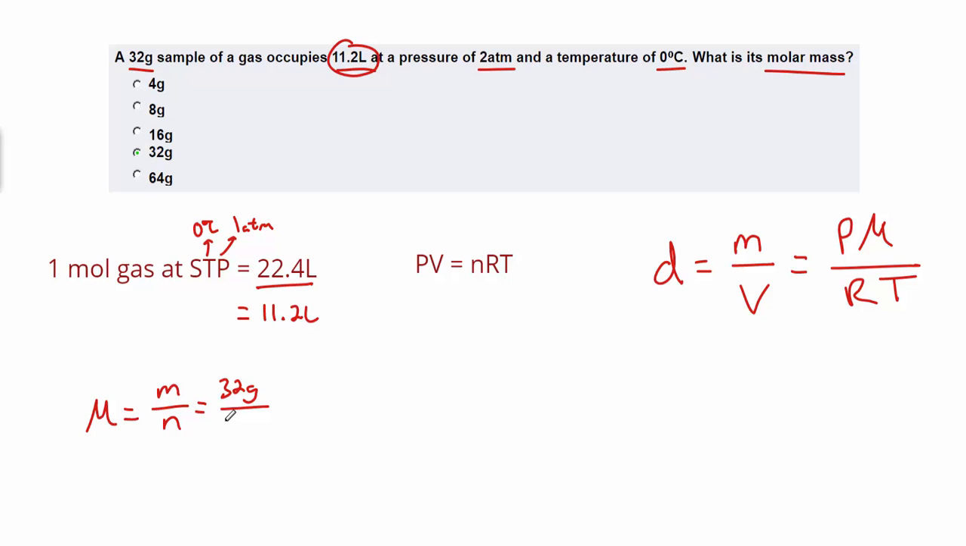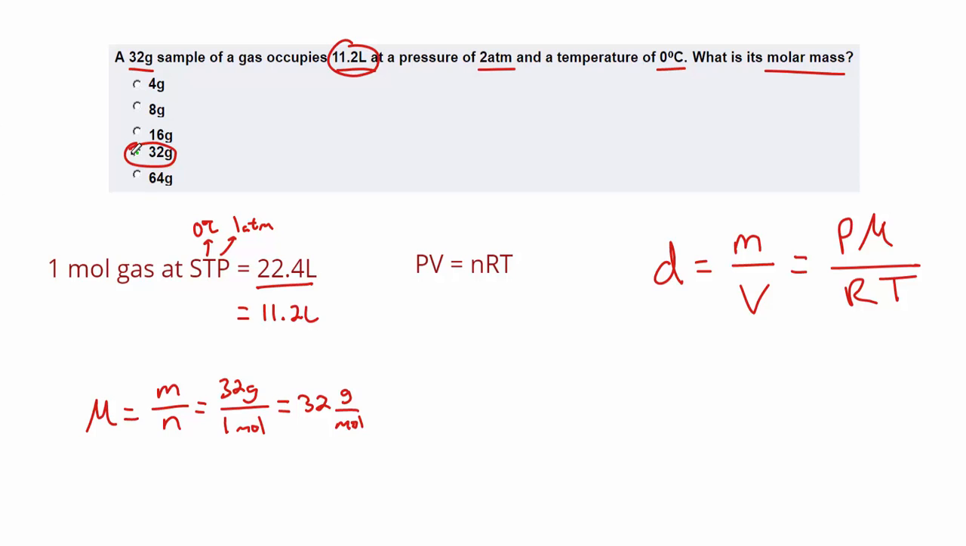And so in this case, we know we have 1 mole of a gas, and that gives us a molar mass of 32 grams per mole. And if we look here, we want to know the molar mass, and that is 32 grams. In this case, it's not grams per mole because molar mass implies that it's per mole.